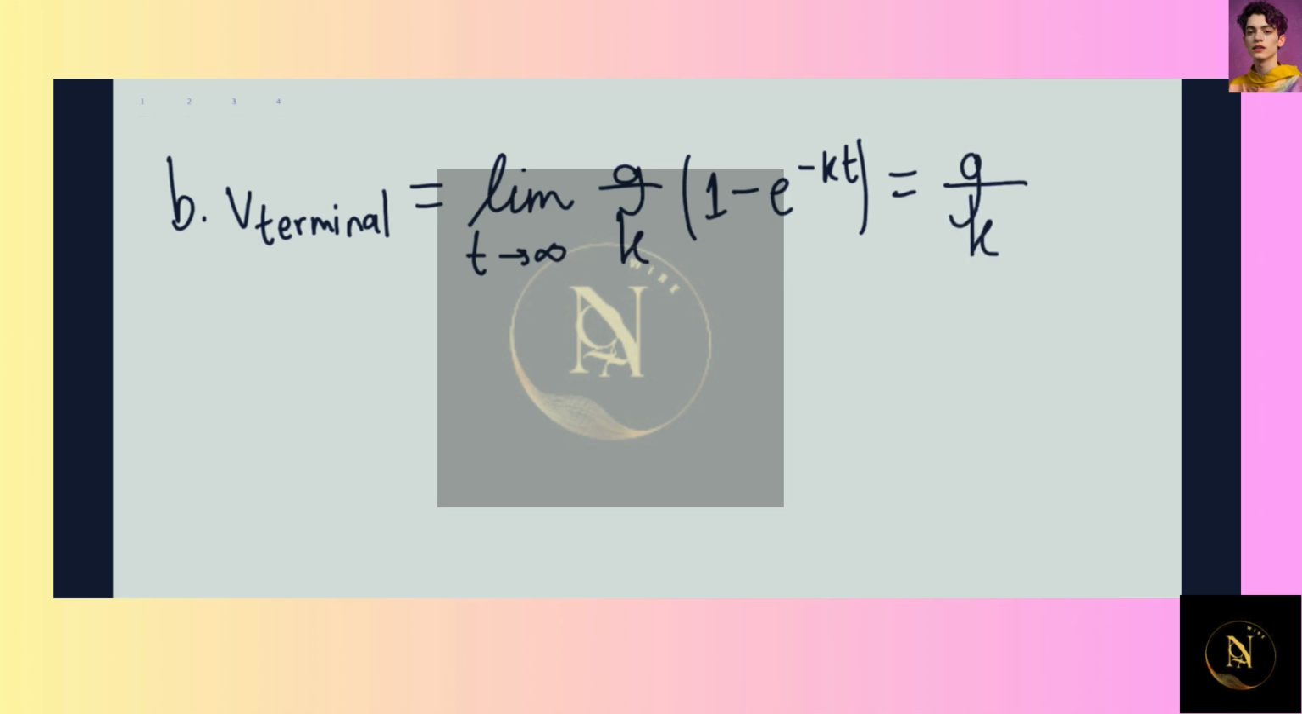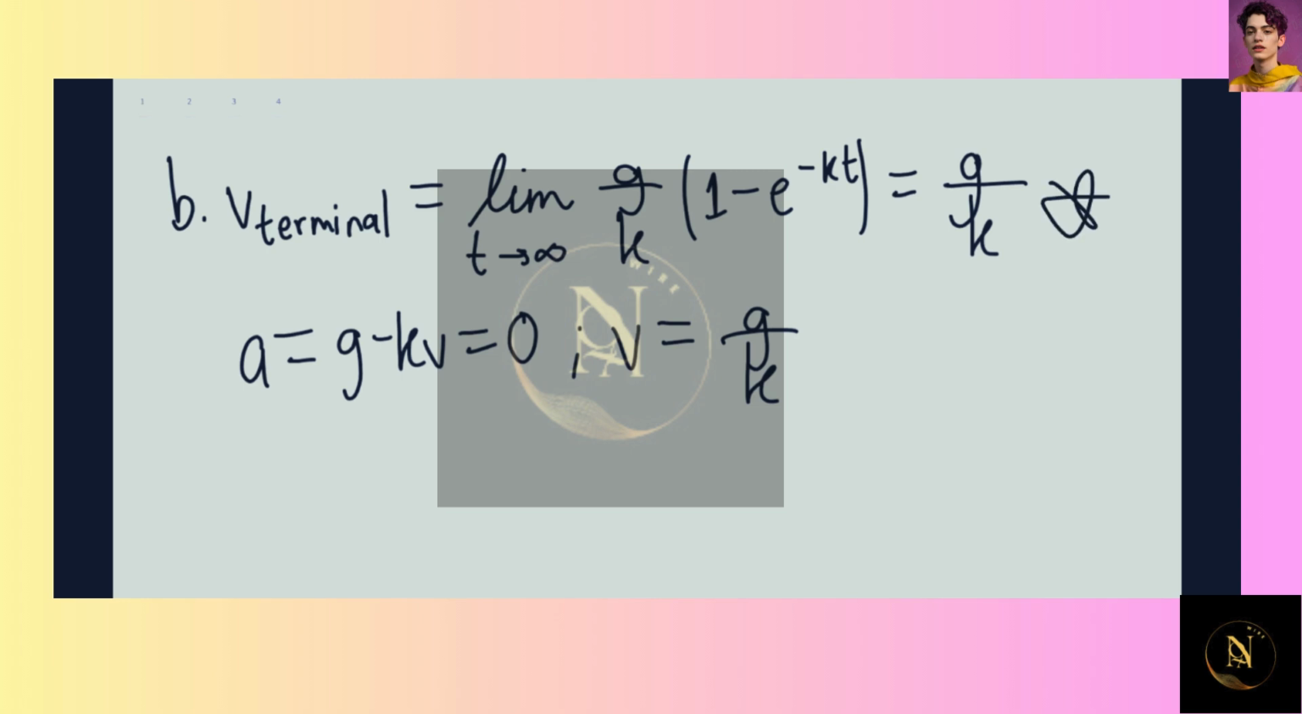We also, just to note that if acceleration was 0, which again happens at terminal velocity, then a is going to equal g minus kv, and this is going to equal 0, and then we can simply solve for v. So v is going to equal g over k. So if we say that the acceleration is 0 at terminal velocity, then we can just set up an equation and solve for v. However, this way is a lot better because it gives you more information.